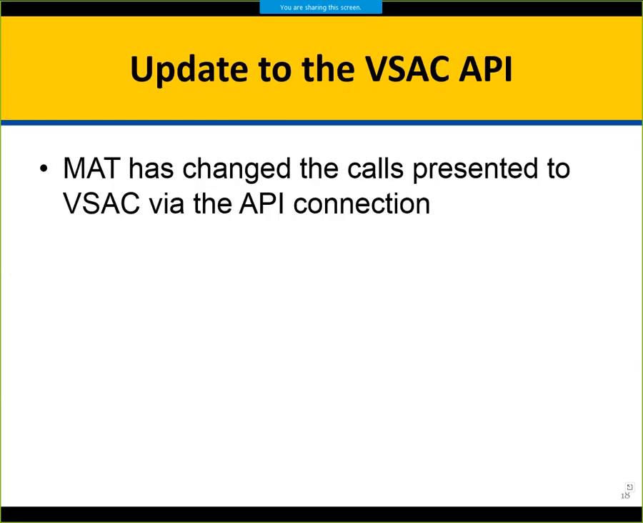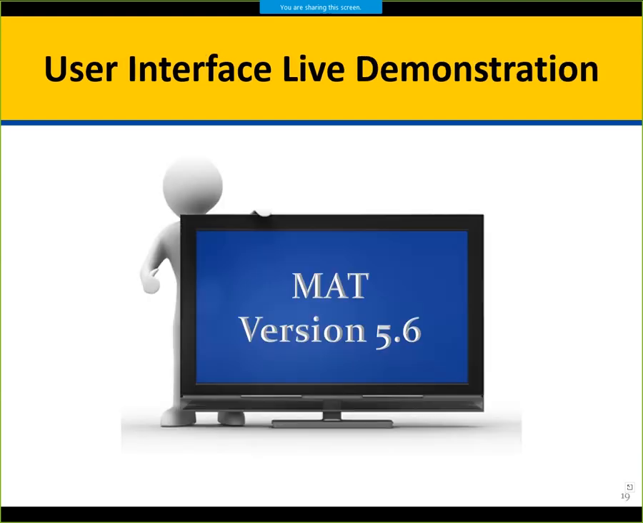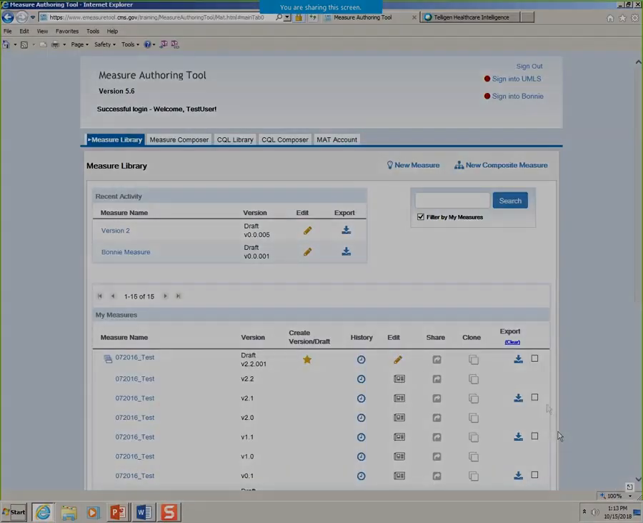And the last back-end update I'll mention is regarding the VSAC. In preparation for the upcoming changes to the VSAC API, the MAT has changed the calls presented to the VSAC via the API connection. This change will not affect the function of loading value sets and codes into your measures. Now we'll get into the tool and look at some of the user interface changes in the MAT.